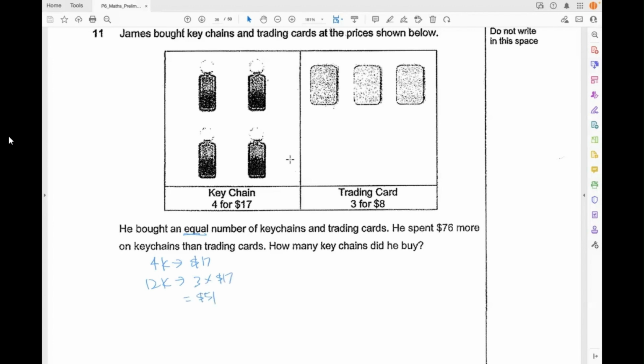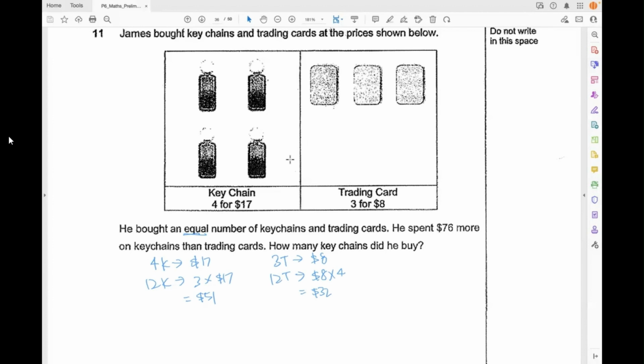For trading cards, in order to get 12 trading cards, he needs to buy 4 packets. 1 packet of trading cards gives you 3 cards and costs him $8. Right? For 12 trading cards, you need to buy 4 packs. So $8 times 4. You need to pay $32. Okay.